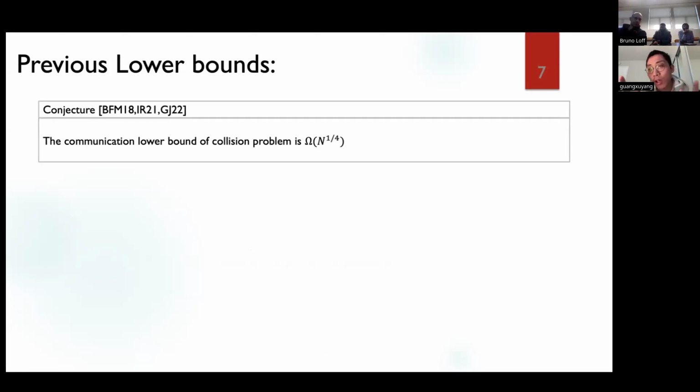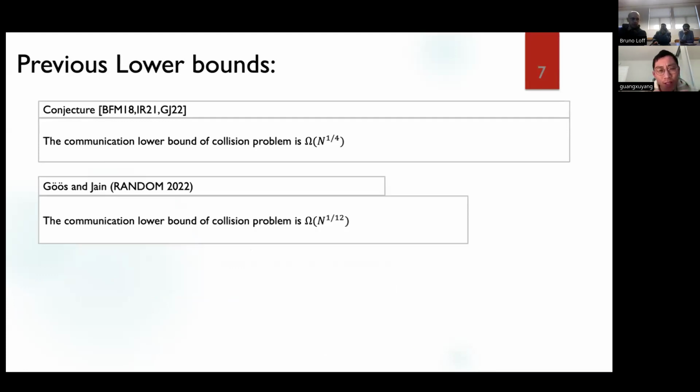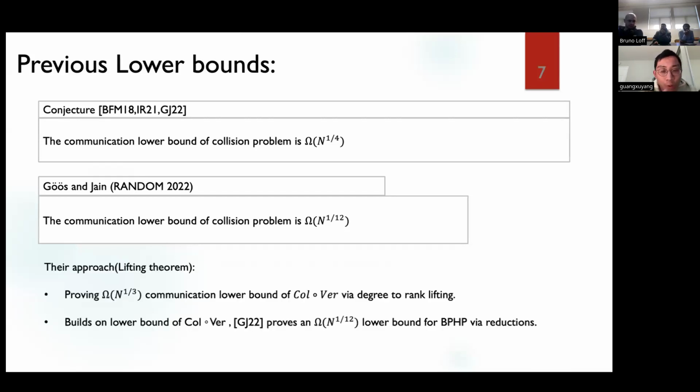Based on the protocol, they conjecture that the communication lower bound of collision is omega n to the power of 1/4. The prior result only gives a weak lower bound, and their approach uses lifting theory. The first step is they prove a communication lower bound for a gadget function using approximate degree. The second step, based on this lower bound, is that they prove the lower bound of collision by reductions.